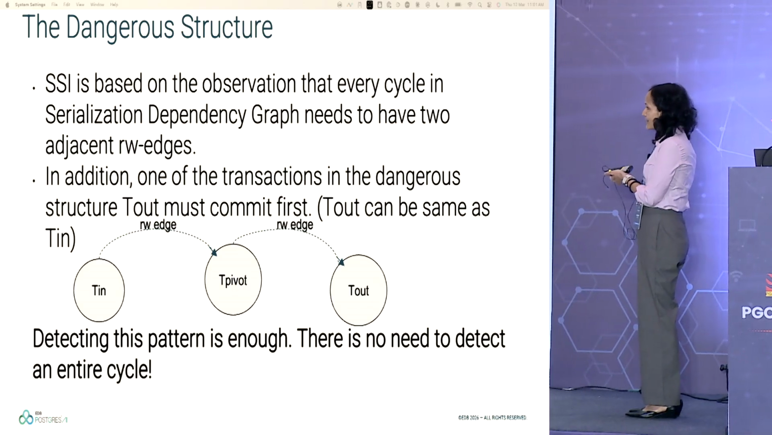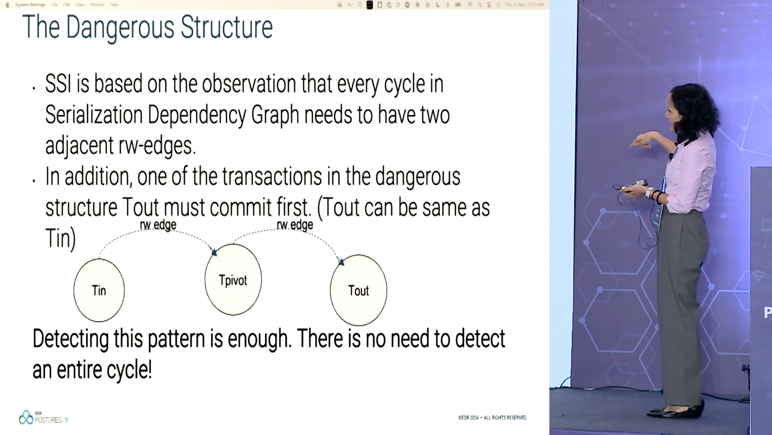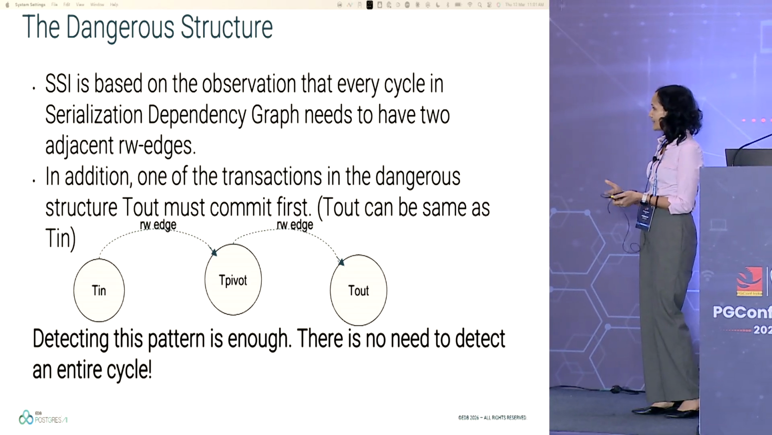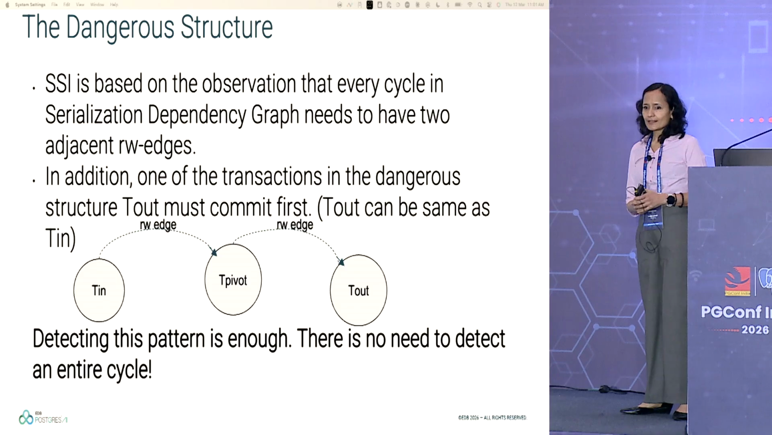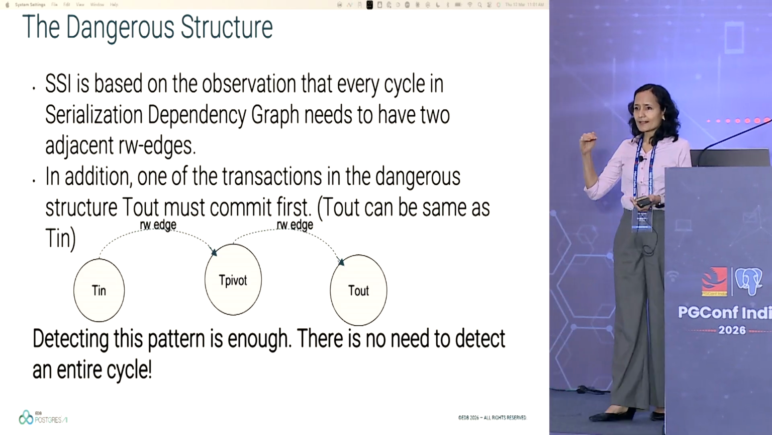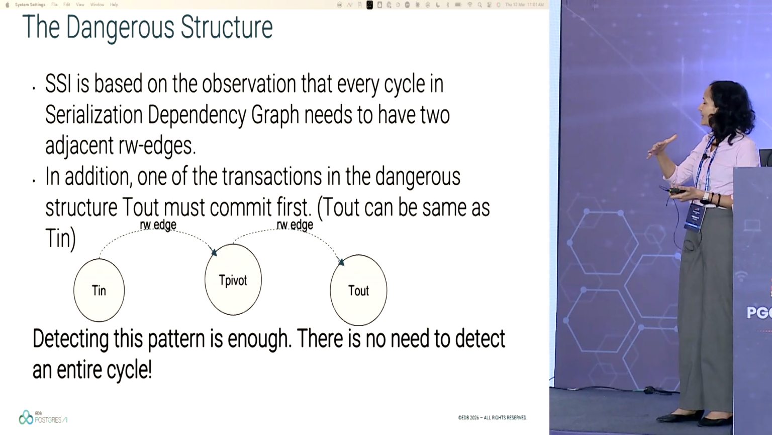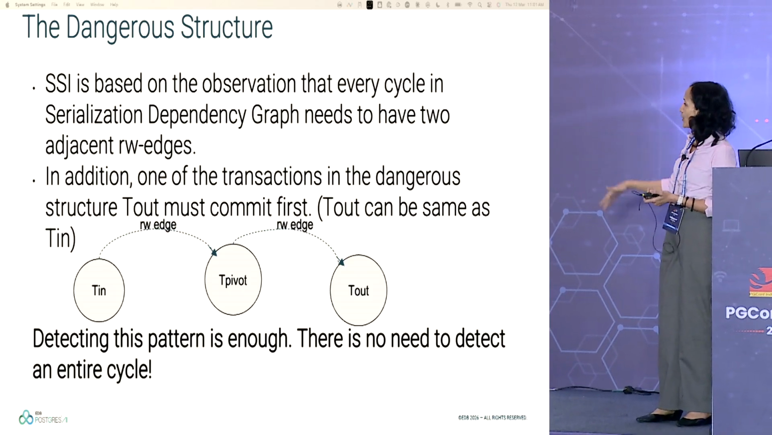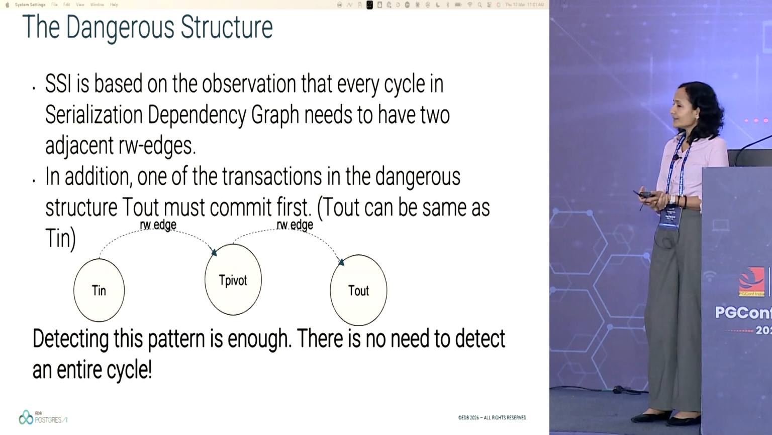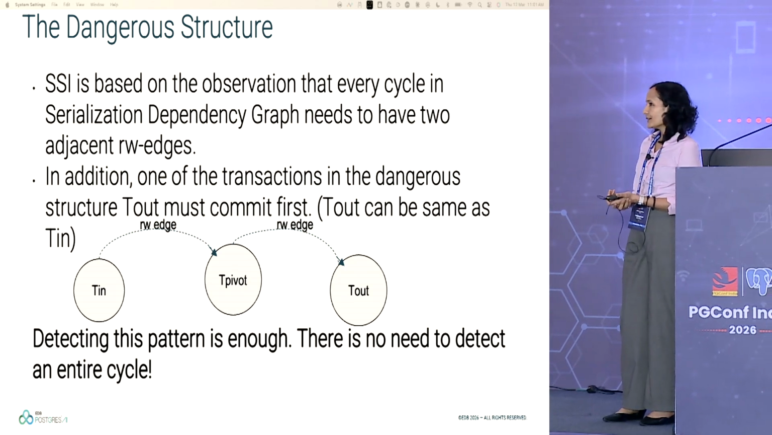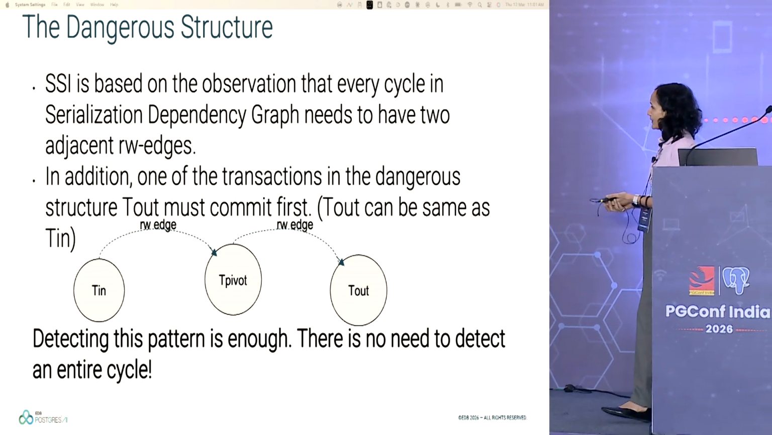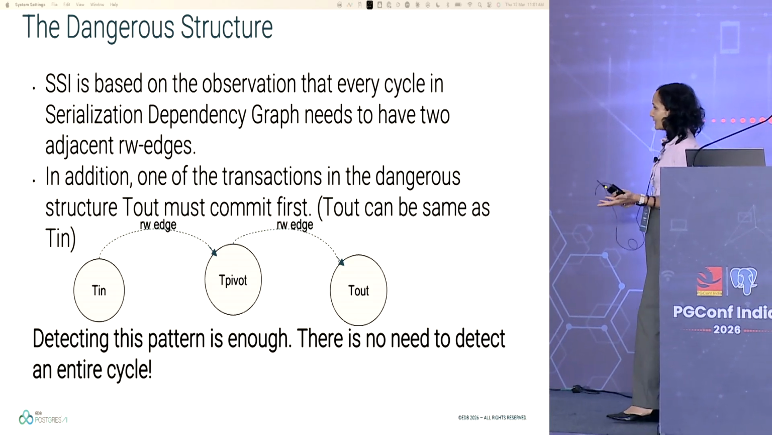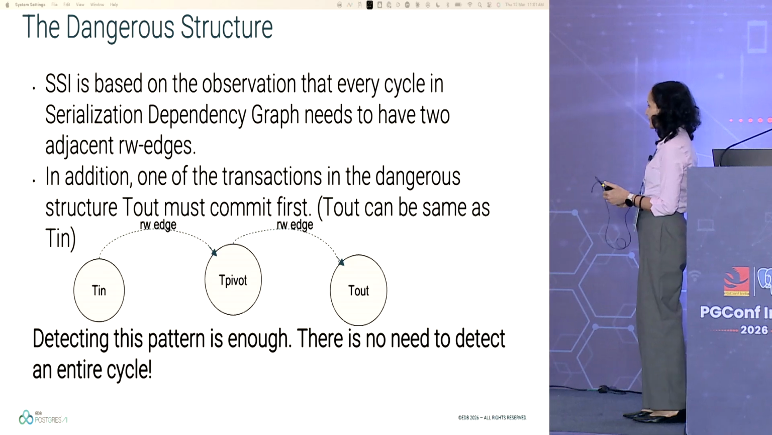And detecting this pattern is enough. We do not have to detect the entire cycle, because detecting the entire cycle can require a lot of tracking and can make this algorithm infeasible. So basically, this algorithm says that you can execute at snapshot isolation, but whenever such a structure is detected, you abort one of the transactions, and that is how you get serializability. So transactions get the benefit of snapshot isolation, and we conservatively abort some transactions which can possibly give us a violation.